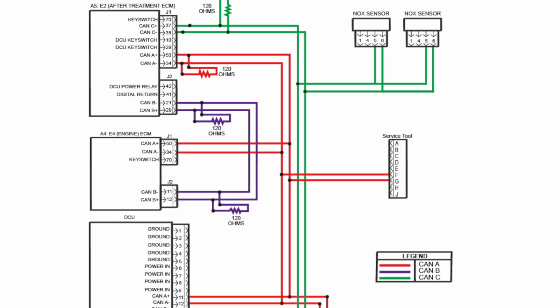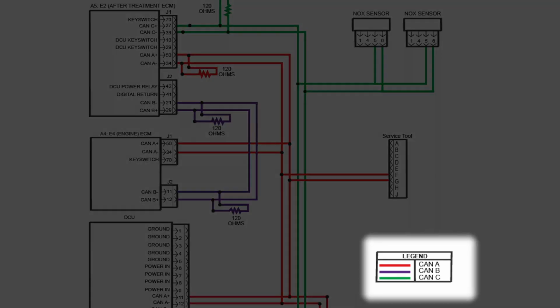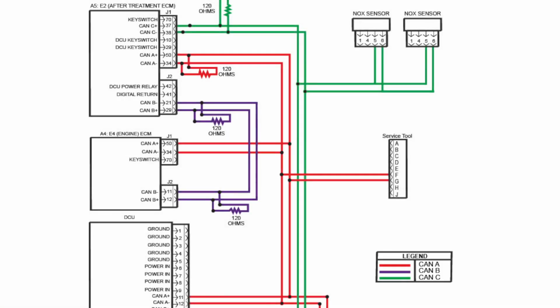In this example, we have a CAN A, a CAN B, and a CAN C network. This is very common in a lot of modern engines, where we're going to have more than one CAN network. One of these networks is considered a global network. The others are all going to be considered local networks.